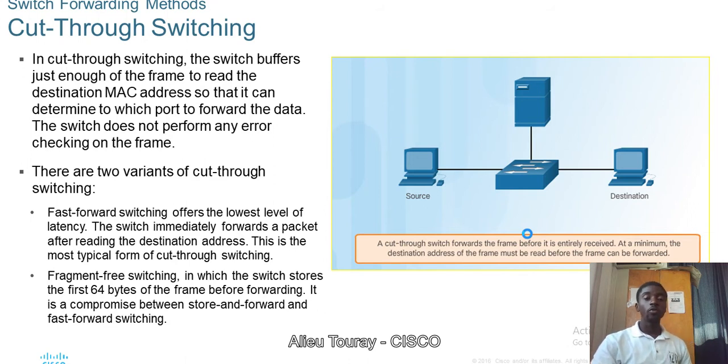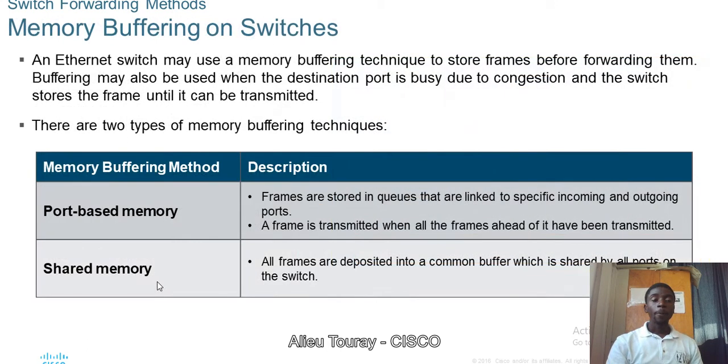There are two variants of cut through switching. We have fast forward switching, and we have fragment free. The fast forward has the lowest level of latency. You may be asked in an exam which of the forwarding methods provides the lowest level of latency. It is talking about fast forward switching. The switch will immediately forward a packet after reading the destination address. But we have another option called fragment free, in which the switch will store the first 64 bytes of the frame before it forwards those frames. So it's important that you remember those ones.